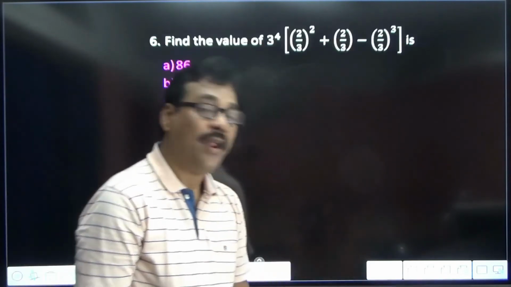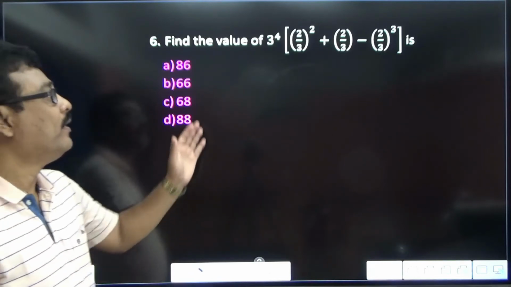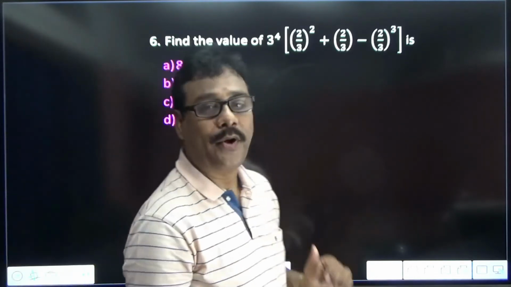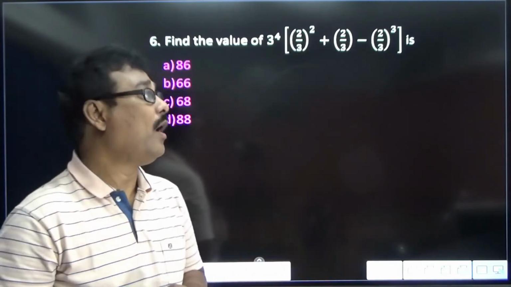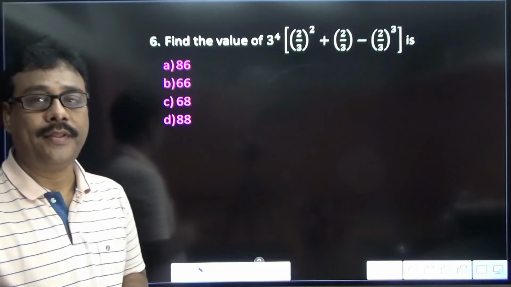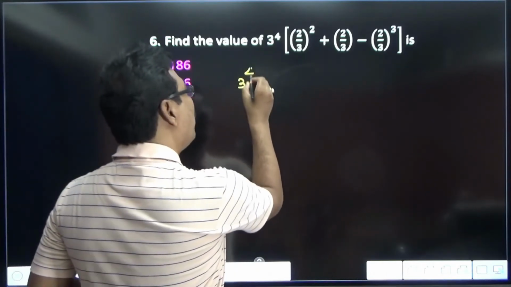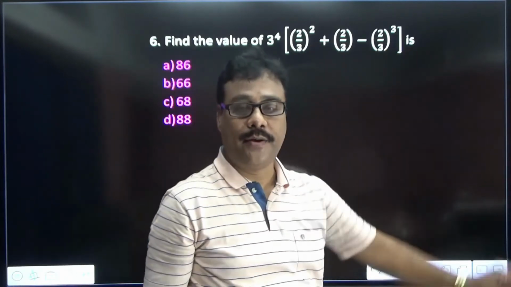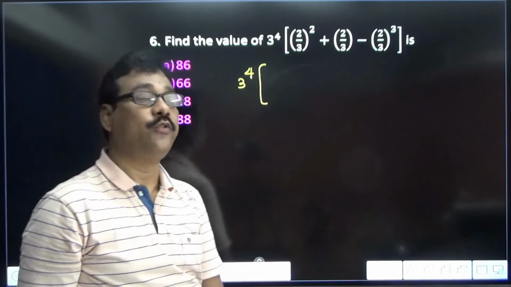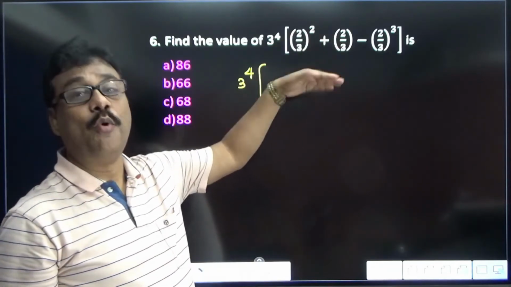Okay. Now let's go to the next one, students. Next question is what? This looks dangerous, but it's a simple question. You can see how easily it can be solved. See, what will you do? This type of question, what will you do? 3 to the power 4. I can see 3 is present everywhere in the denominator. So what I am going to do is to expand this one, to open this one.